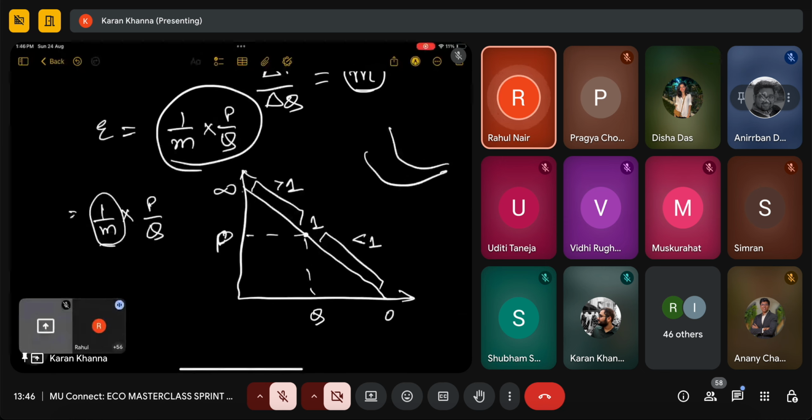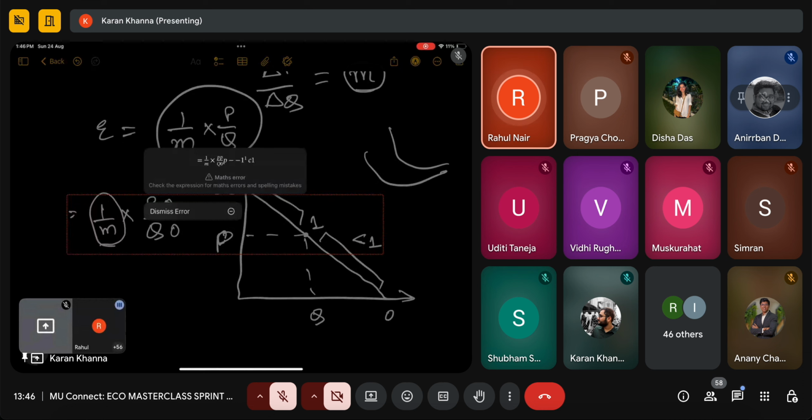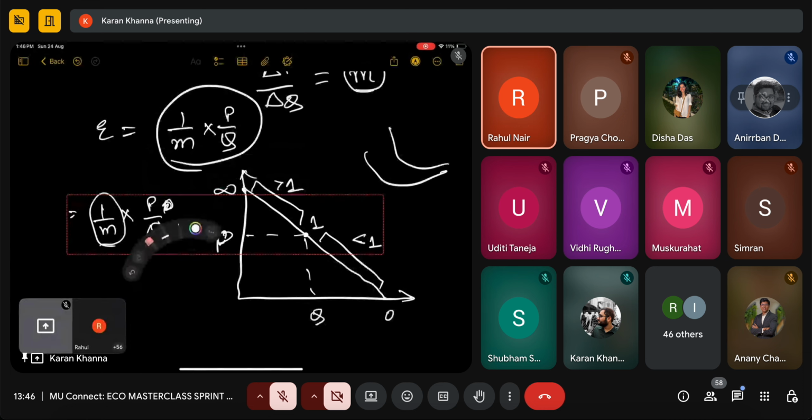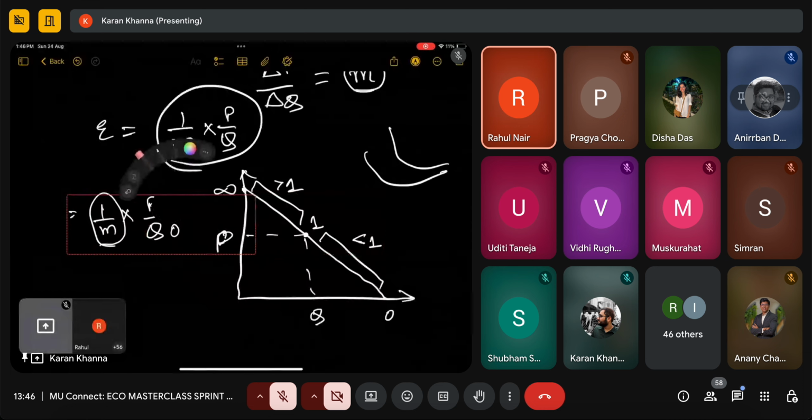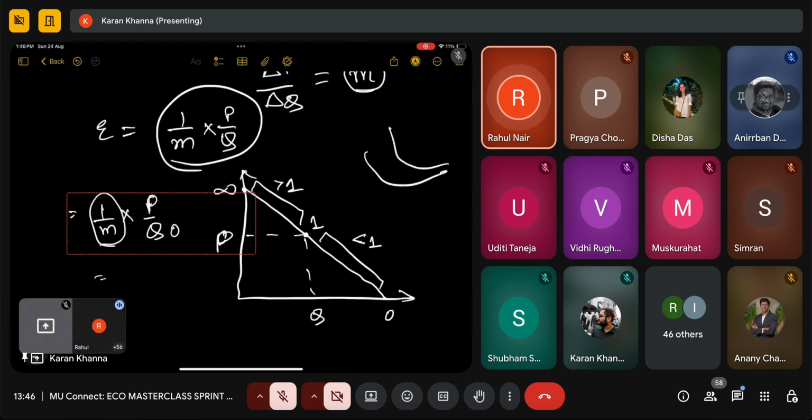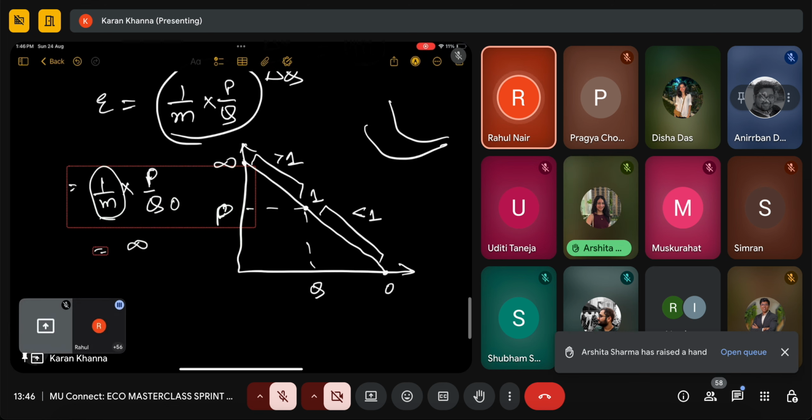So at this particular point, p is 0, right? Sorry, at this particular point, q is 0, and p has a value. So if we divide by 0, that would be an infinite figure, right? And at this particular point, if you use the same formula, is p 0 or is q 0?